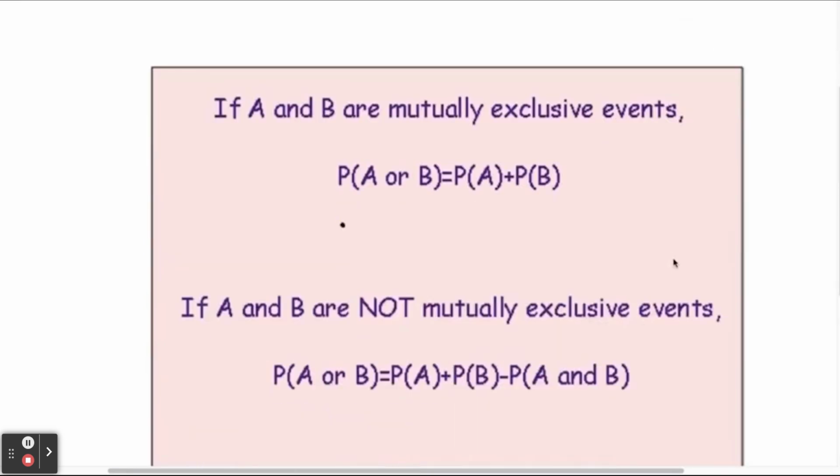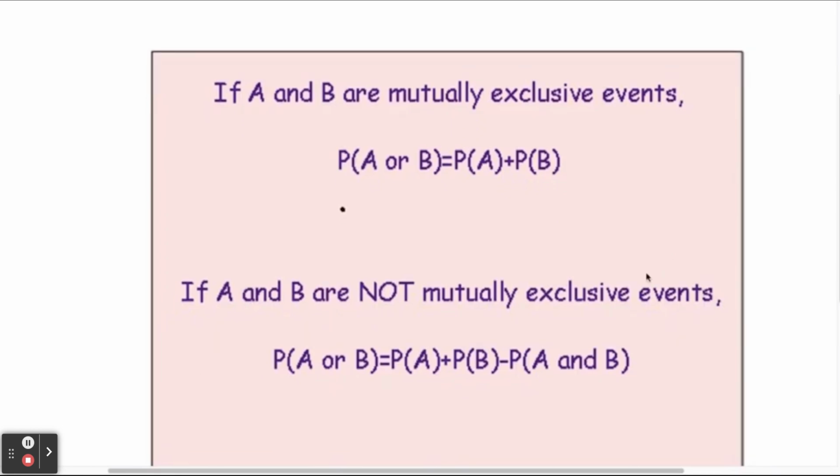So we have two formulas here that we are going to use. If two events A and B, this is just a general example, are mutually exclusive, then the probability of A or B is the probability of A plus the probability of B. Here's a really easy way to remember this: if you see the word or in the word problem, you are going to add. So or equals addition.